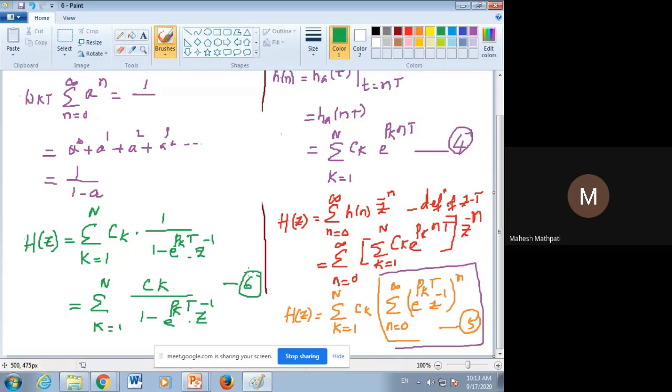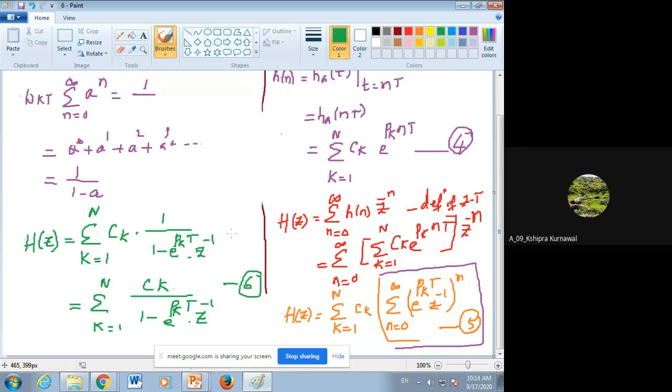Now, if you compare equation 2 and 6, what is the difference you are observing? Can anyone tell me? If you compare equation 2 and 6, what is the difference? Up to this equation 6, any difficulty, any question?